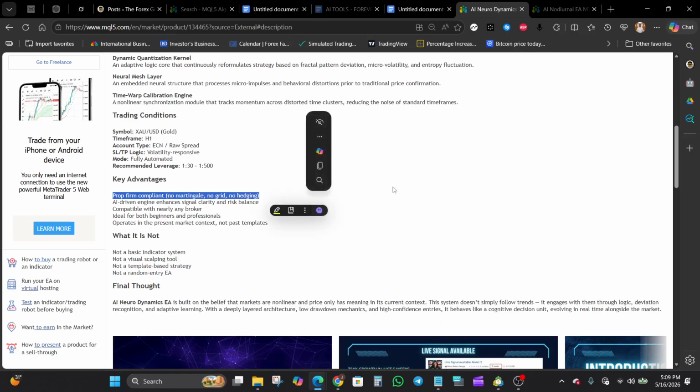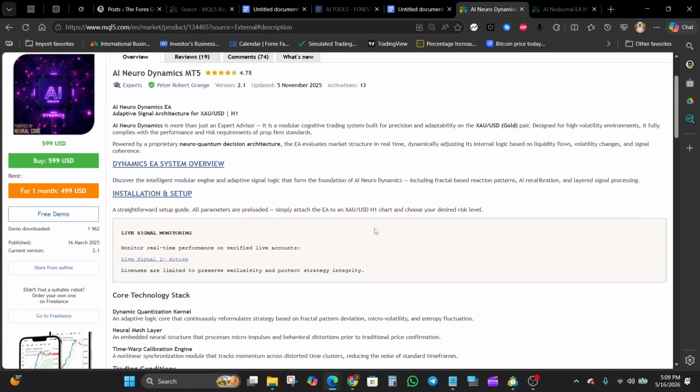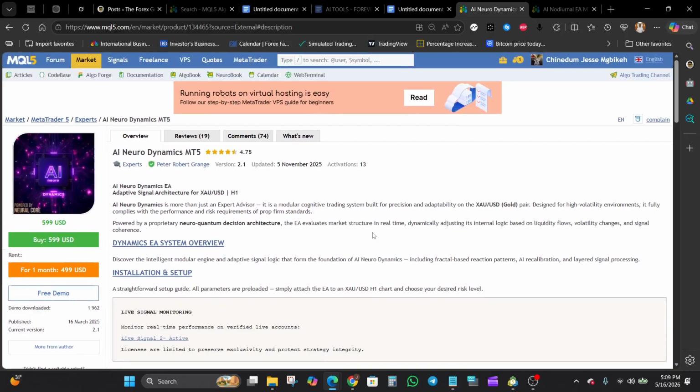stating that the system does not use martingale, grid, or hedging structures and instead focuses on adaptive AI-driven signal logic. So now shifting into the historical backtesting section, I'm going to focus on how the EA behaves across the chart and how it reacts to different market conditions over time.